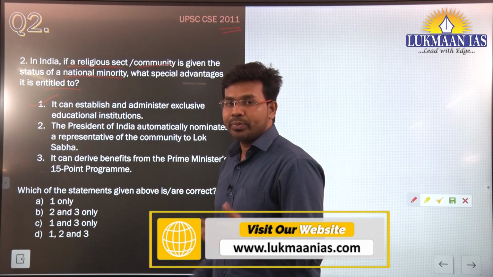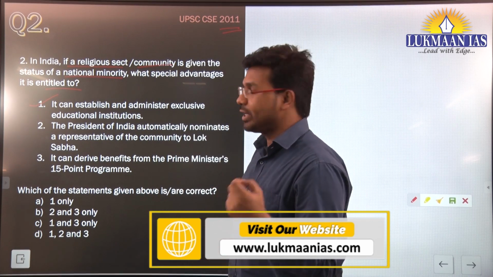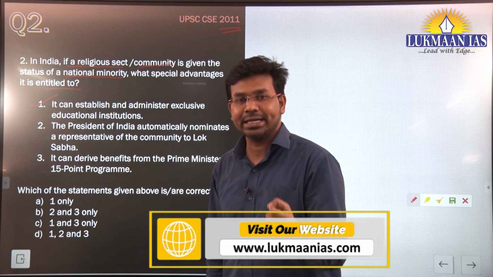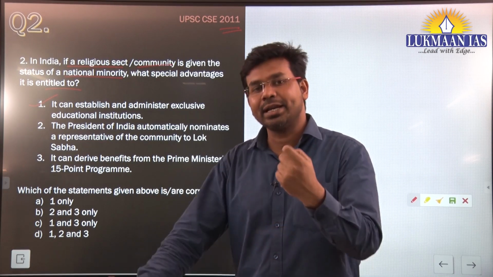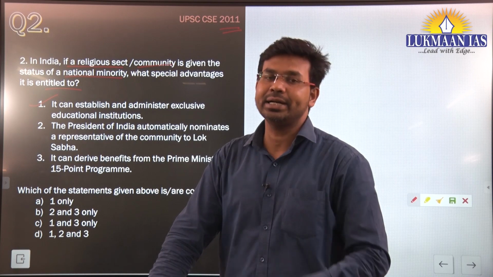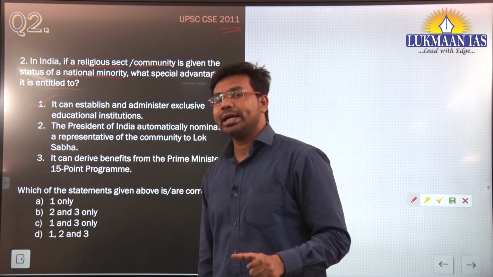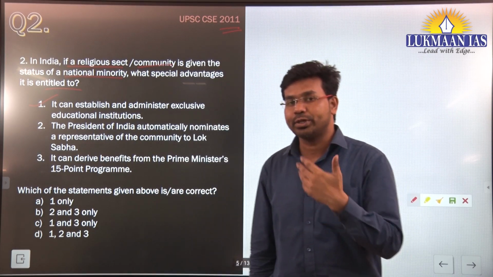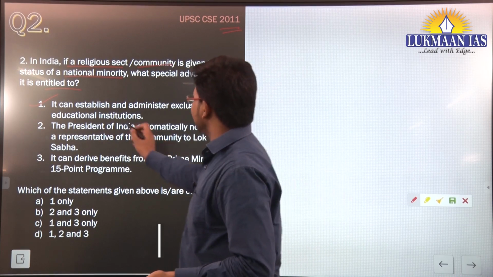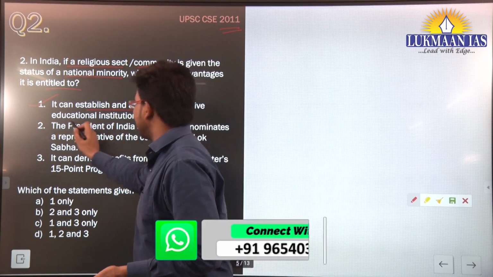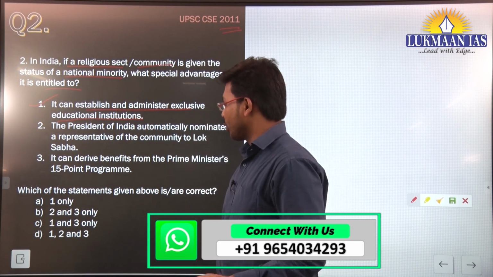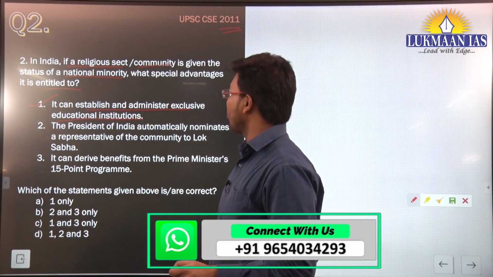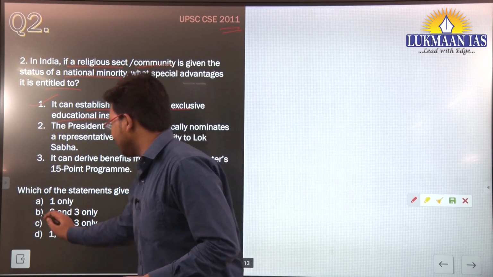Okay, so if a religious minority or religious community or sect is considered a national minority, they get those rights mentioned under Articles 29 and 30. Under this, they can establish their own educational institutions. So it can establish and administer exclusive educational institutions. This statement is correct.